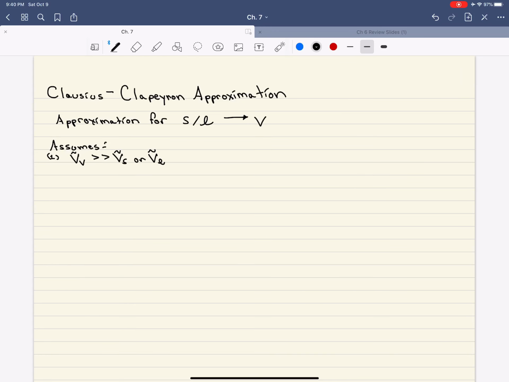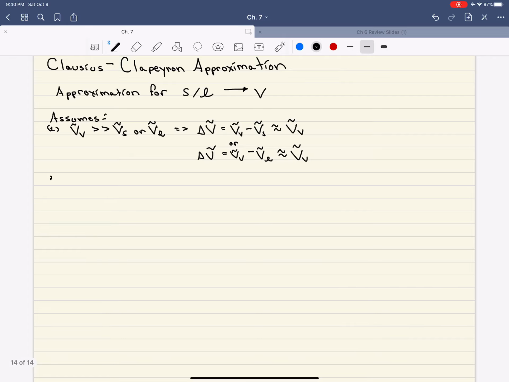Therefore, if we took a look at delta V, which would be either the vapor minus the solid value, or the vapor minus the liquid value, because the vapor value is so much larger than solid or liquid, essentially this delta V is just the V sub V value. That's the first approximation.